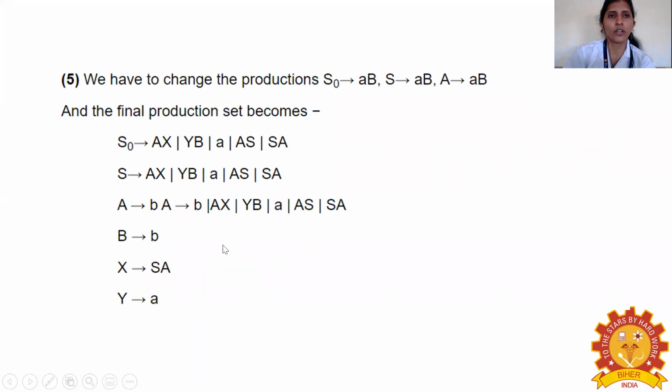Okay. So we have to change the productions S0 to AB, S to AB and A to AB, and the final production set becomes, we introduce another variable Y. So S0 to AX or YB or A or AS or SA, we repeat the same step for S also, same production rule for S, and also for A, then B to B, X to SA and Y to A.